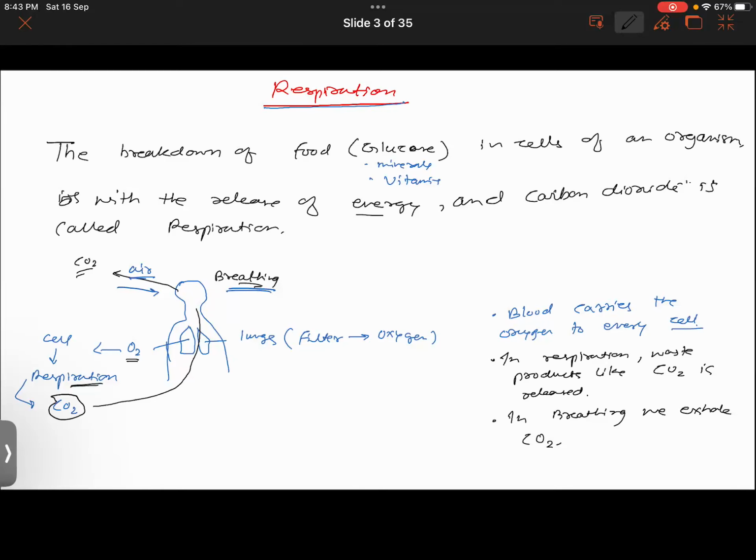Sakshi, I didn't understand, can you repeat it one more time? Yeah, the question is that the oxygen which we breathe, what is the function of this oxygen in our body? Where is this oxygen used up in our body? To produce energy. To produce energy.